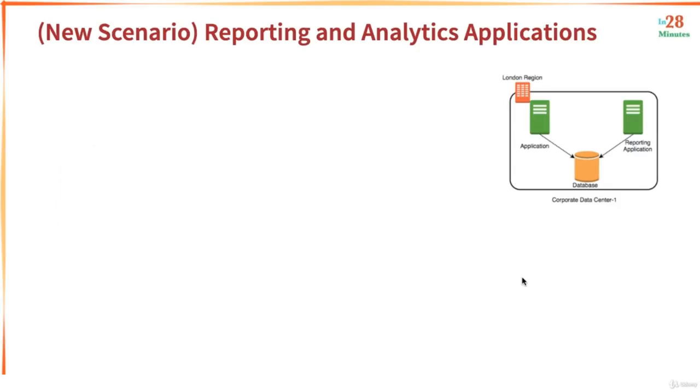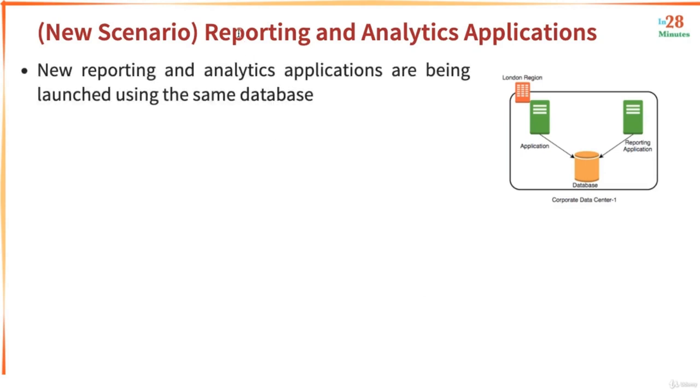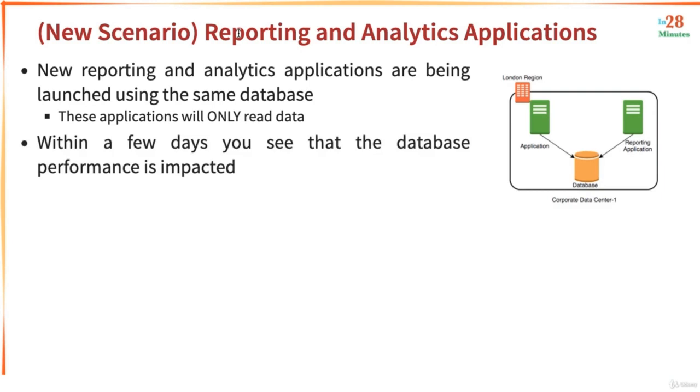Welcome back. Now, let's take the scenario that we were working on earlier, where we had an application talking to a database. Let's extend that scenario now, and let's say I would want to add in a reporting and an analytics application. So we would want to launch a reporting and analytics application with the same database. These applications will only read data, and within a few days you see that there is a problem with the database performance. How can we fix it?